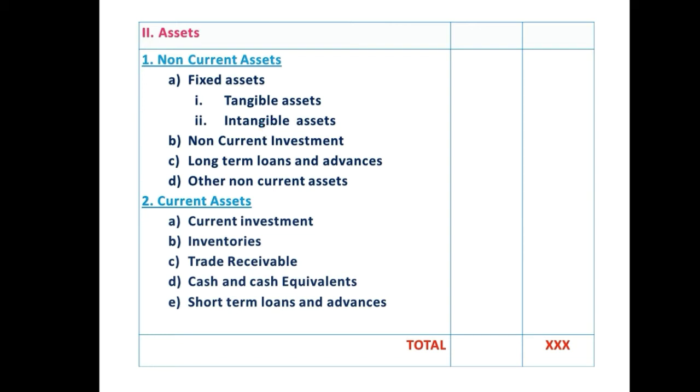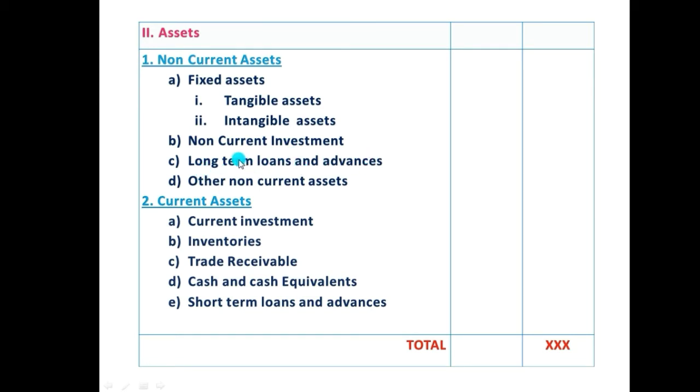Next is non-current investment. This non-current investment means the company invested in debentures or shares of another company for the long term, which we should record under the non-current investment category. Then long-term loans and advances.